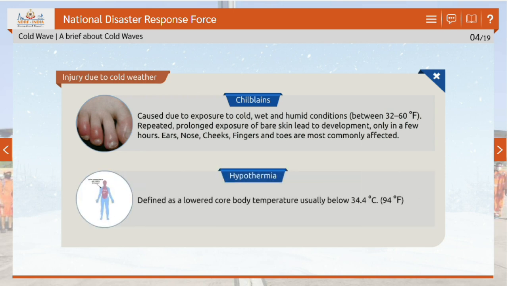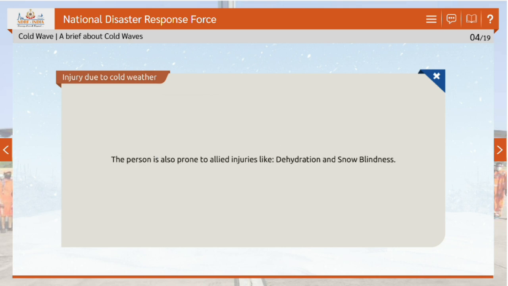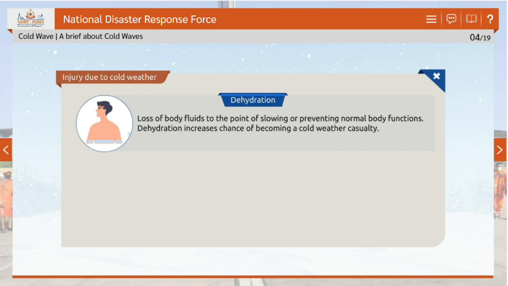Hypothermia is defined as a lowered core body temperature, usually below 34.4 degrees Celsius or 94 degrees Fahrenheit. The person is also prone to allied injuries like dehydration and snow blindness. Dehydration causes loss of body fluids to the point of slowing or preventing normal body functions. Dehydration increases chance of becoming a cold weather casualty.